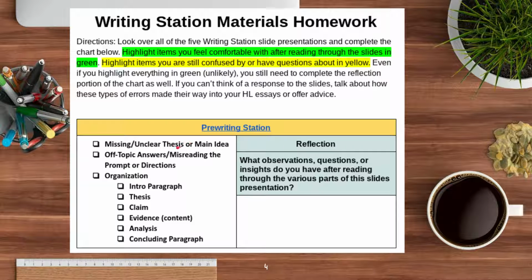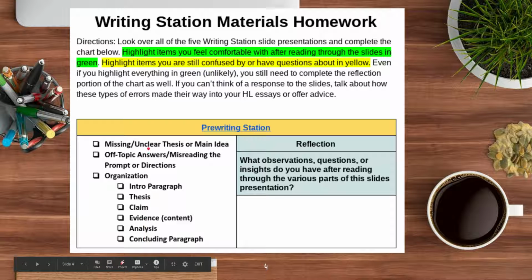Missing or unclear thesis or main idea. If you feel comfortable with that, you highlight it in green. Off-topic answers or misreading the prompt or directions, etc. Highlight it in green or highlight it in yellow after you've read through the slides. Yellow indicates that you have more questions about that item. So all of these bullet points will be highlighted in one of 2 colors.